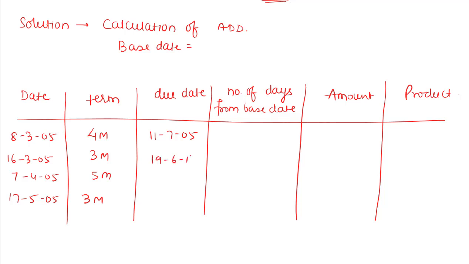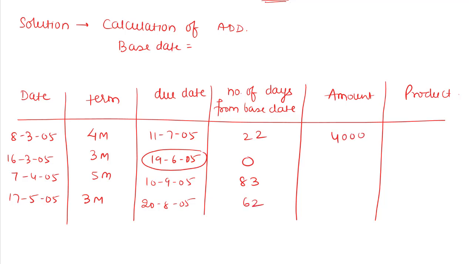11/7/2005, 19/6/2005, 10/9/2005 and 28/2005. Take this date as base date, as this date is the lowest. So 0, 22 days, 83 days, 62 days. Amount as given in the question: 5,000, 4,000, 5,000, 6,000 and 5,000. The total is 20,000.